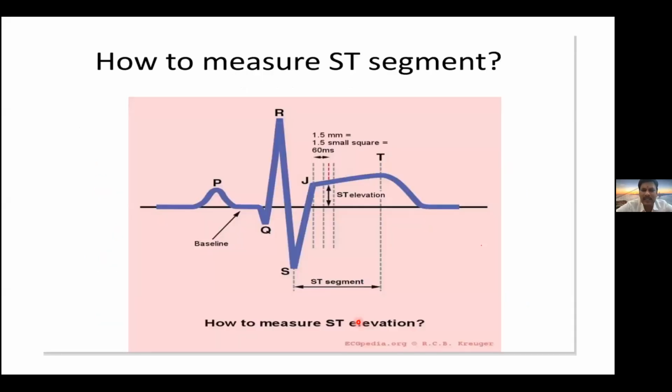How do you calculate this ST elevation? There should be some point of calculation. See here, this is the baseline, the PQ segment, or this is the TP segment, above which we call it ST elevation. Where is the point? After the QRS complex, the junction between the ST segment and the T wave, you have a point called the J point. This J point should normally be present here.